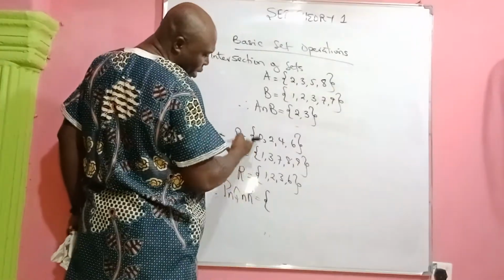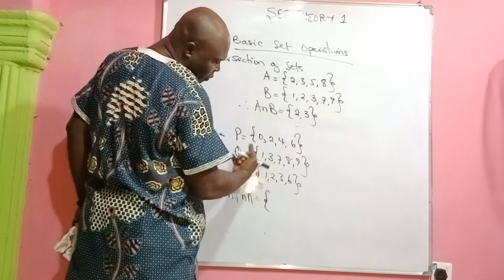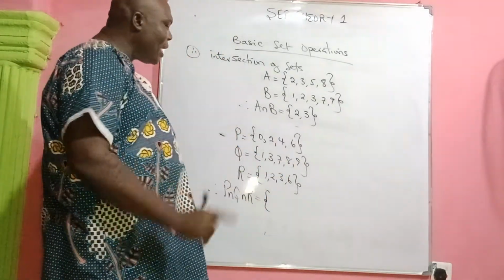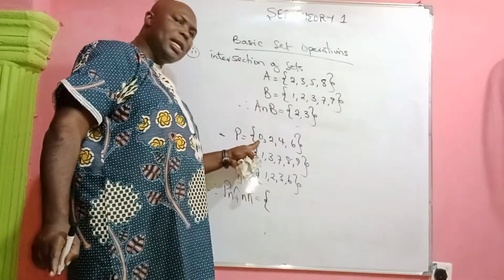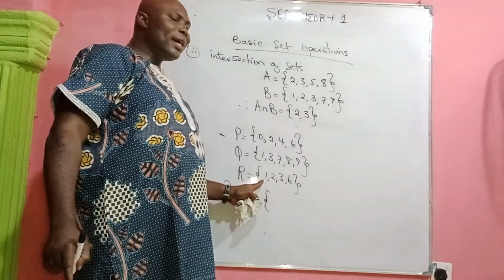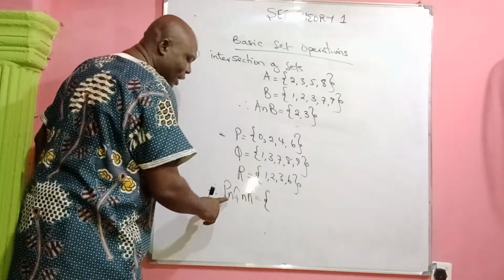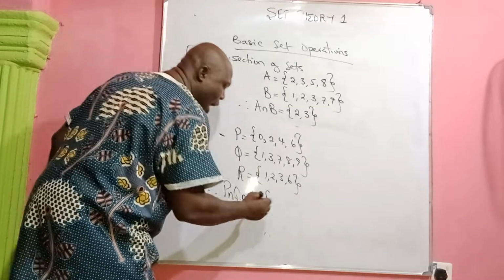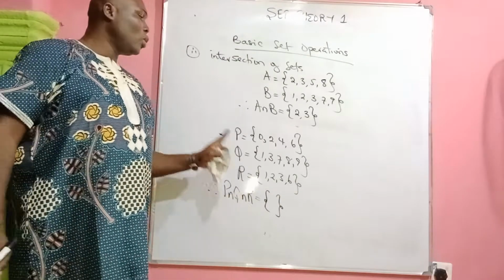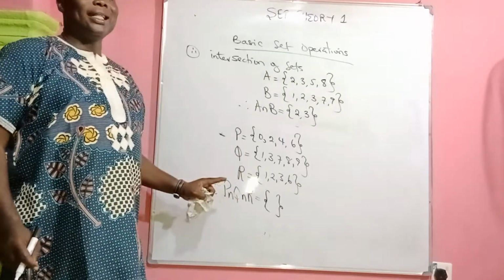0, no 0 here, 1, no 1 here, 2, no 2 here, 3, 4, no, 6. So there is no particular element that you can see in P, at the same time see in Q, and at the same time see in R. There is no particular element that is intersecting between the three sets. It therefore means that P intersection Q intersection R is empty. So this is what we call an empty set, because we don't have a single element that is common between P, Q, and R. So that is intersection of sets.